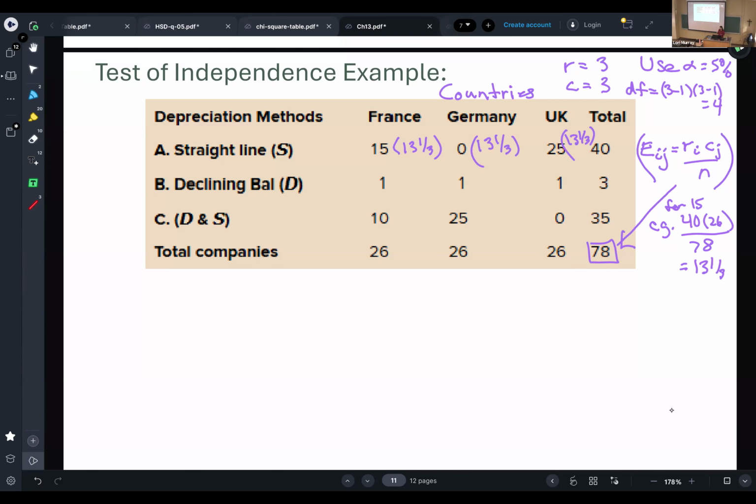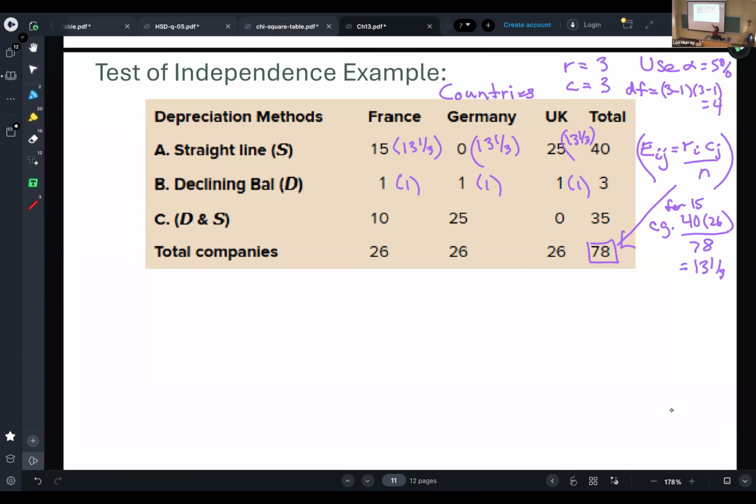So if we do the same thing for 1, we would take 3, that's the total for that row, the declining balance, right? So for 1, they expected 3 times 26 divided by 78, which comes to 1. They expected 1 and they expected 1. So there's a lot of equality going there. They expected 1 and they got 1. Same thing with the last group there.